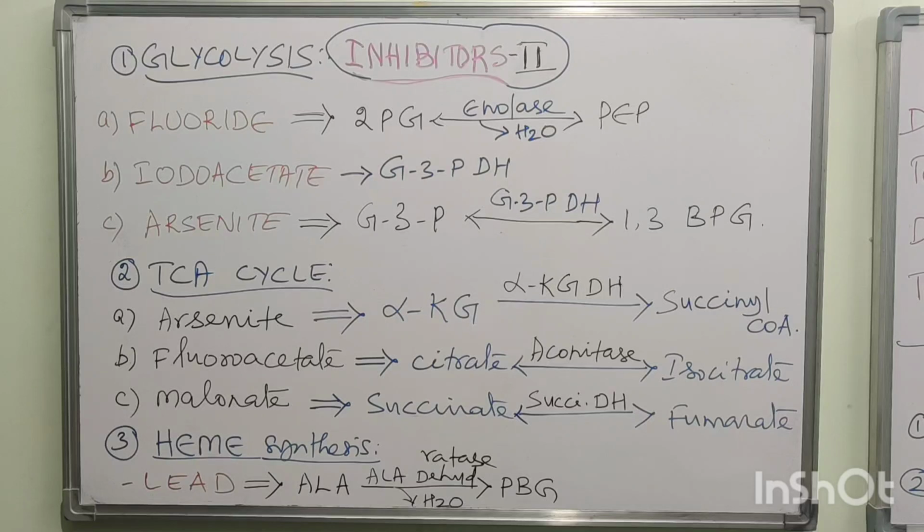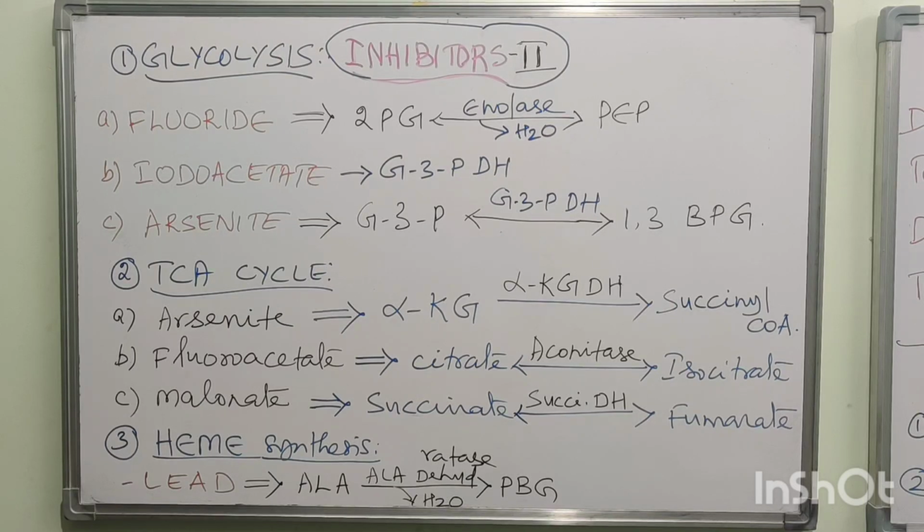Otherwise, what will happen? If the fluoride is not added to the container, the available glucose in the blood sample is automatically metabolized by the blood cells. So what will happen? The blood glucose level will be decreased, right? That is why you have to add fluoride in the test tube for the blood glucose estimation. Otherwise, the whole glycolysis pathway will be blocked or stopped.